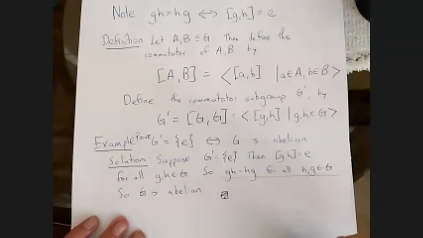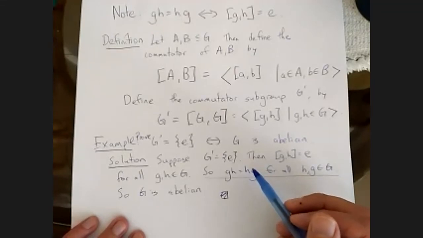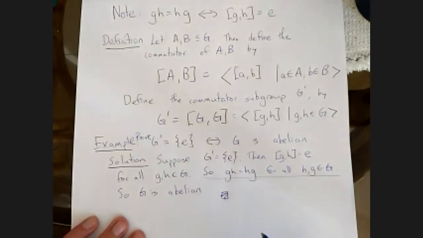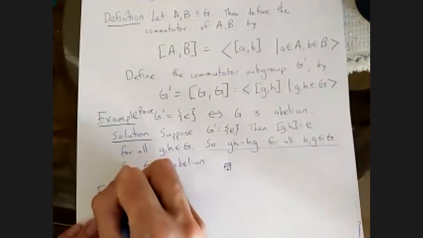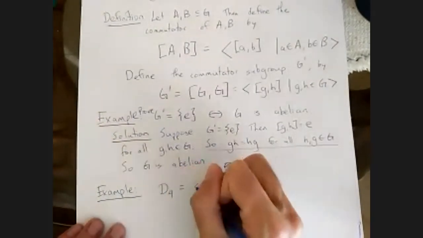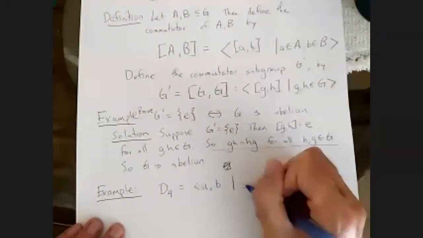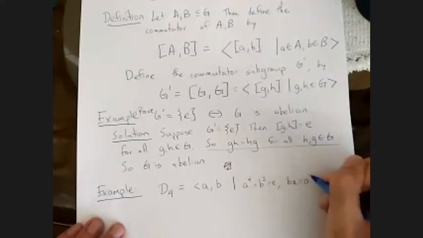We can also compute the commutators of, so first of all, any abelian group has trivial commutator. We can kind of see examples of groups where the commutator is non-trivial. Okay, one example, remember, is D4. D4 is the group generated by A and B, subject to A to the fourth is B squared is the identity, and BA is A cubed B.